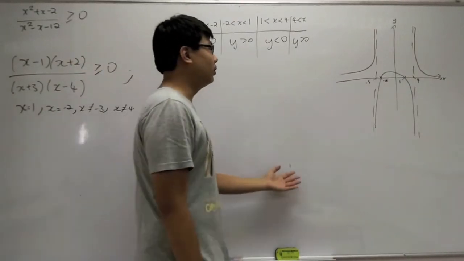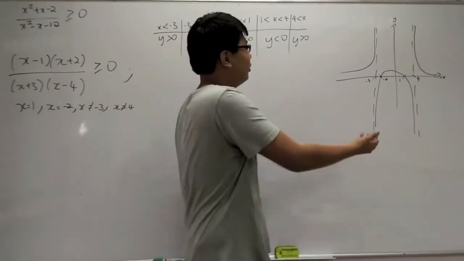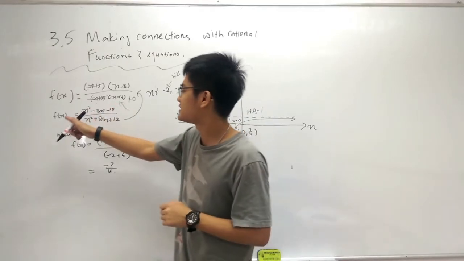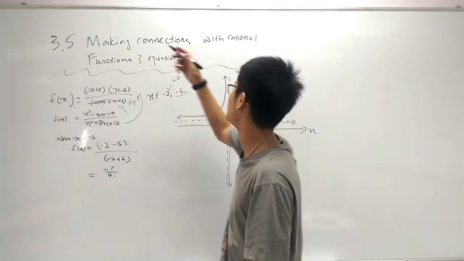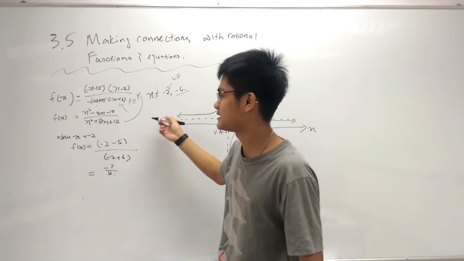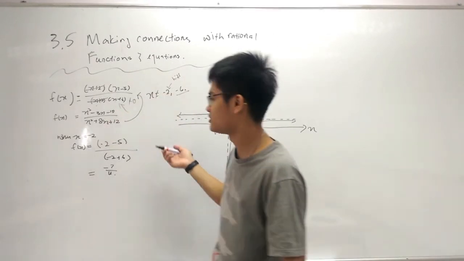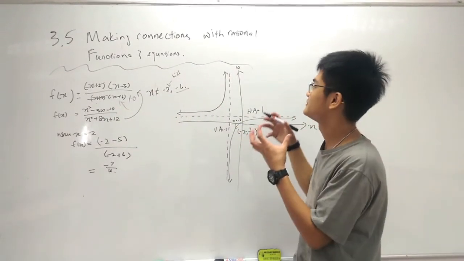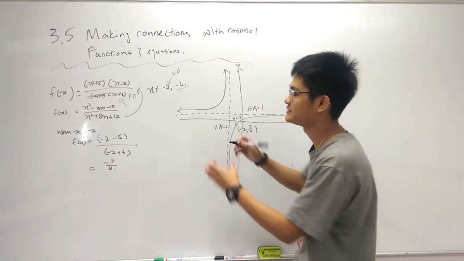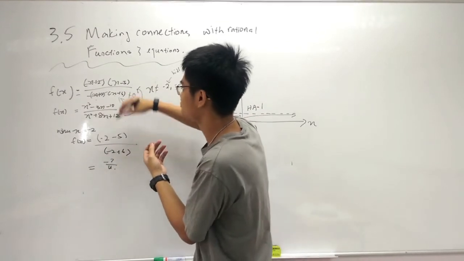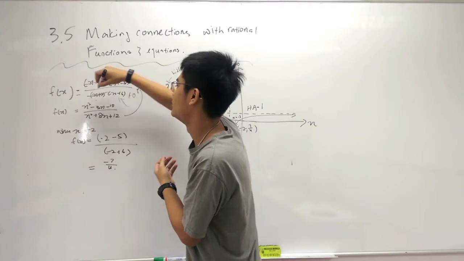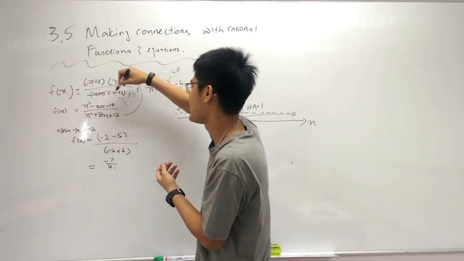Another way is to use the graph, and it's very easy to see that this is more than 0, here is more than 0, and there is more than 0. Here is actually a rational function of x: x squared minus 3x minus 10 over x squared plus 8x plus 12. In order to solve this rational function, we have to factorize the polynomials, which will end up being x plus 2 multiplied by x minus 5 over x plus 2 and x plus 6.